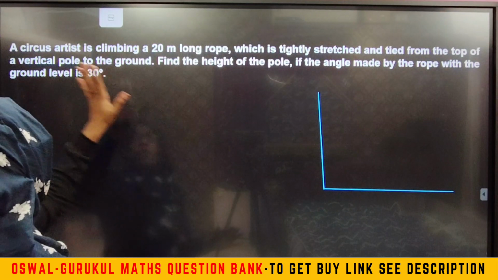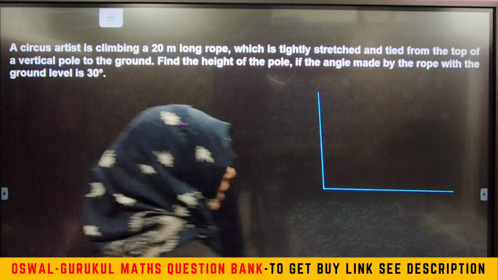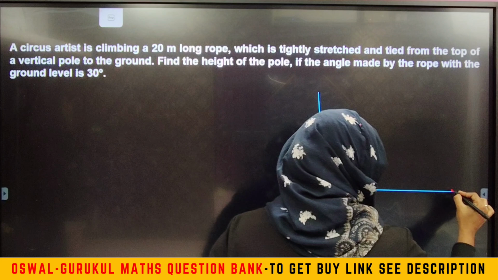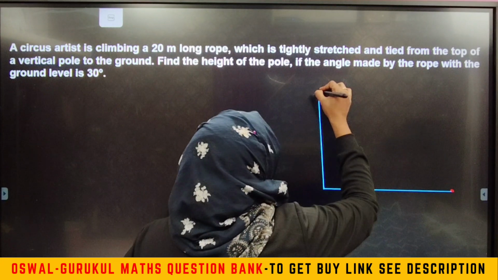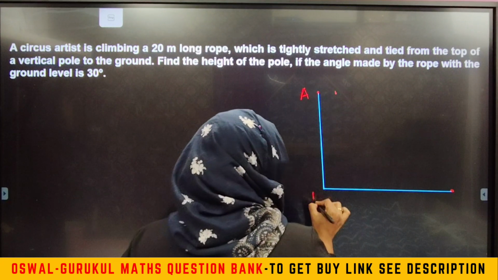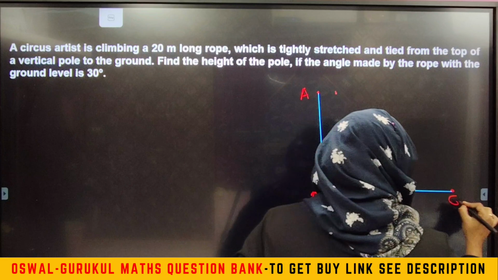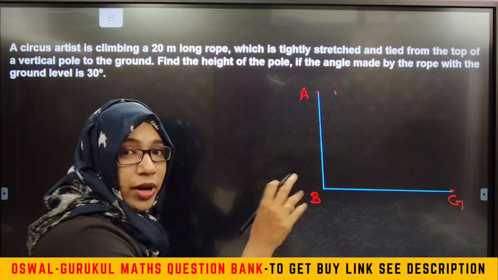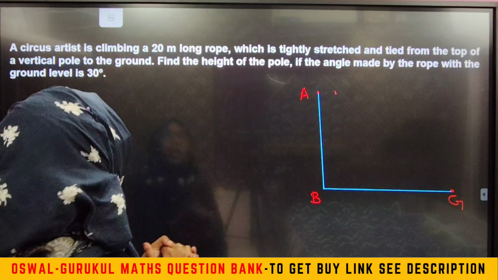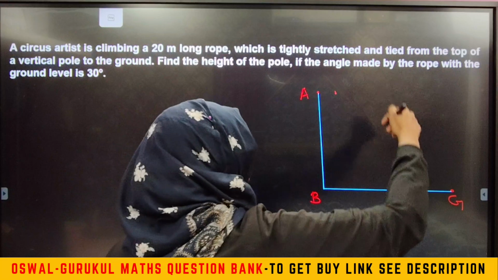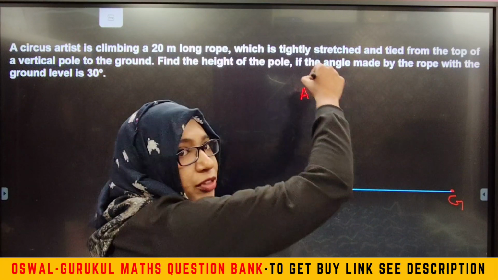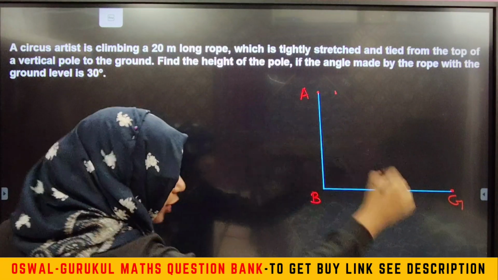So from the point on the ground, I am considering a point on the ground here. Okay, so suppose this is A, this is B, and this is C. Okay, the point on the ground is considered as the point C according to my figure. That is, a 20-meter long rope is tied from the top of the pole to the point on the ground.